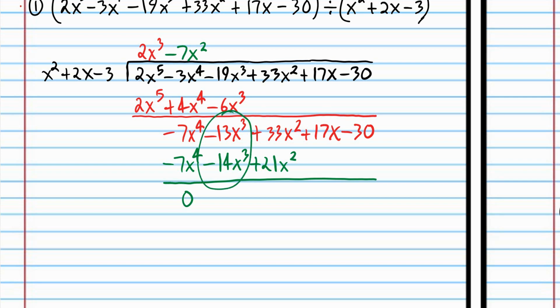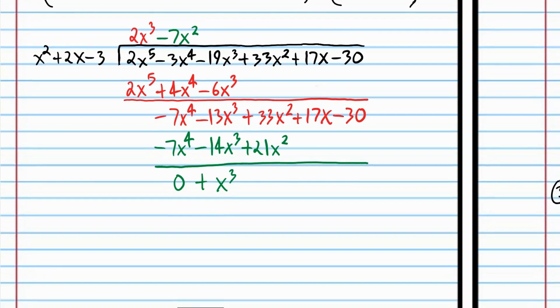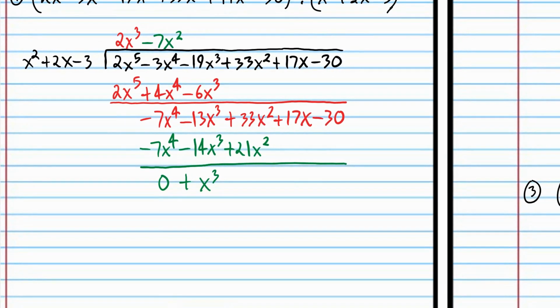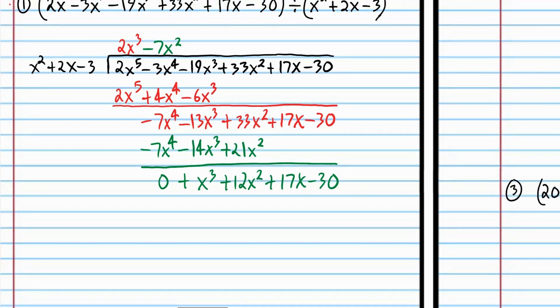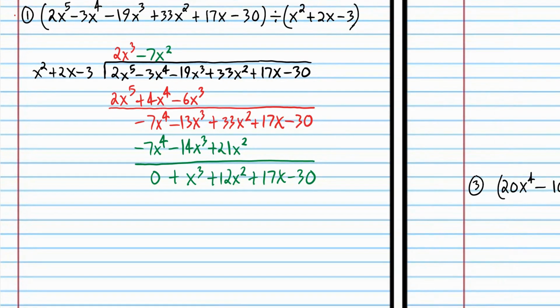Negative 13x cubed minus negative 14x cubed is going to be positive x cubed. Don't be confused by that. Be careful, that's a double negative. And 33x squared minus 21x squared is 12x squared. And 17x minus nothing is 17x. And negative 30 minus nothing is negative 30. So that was step number 3 of cycle number 2.